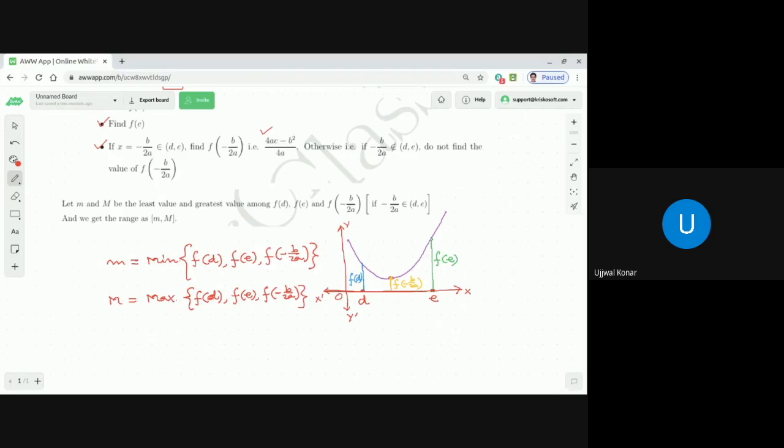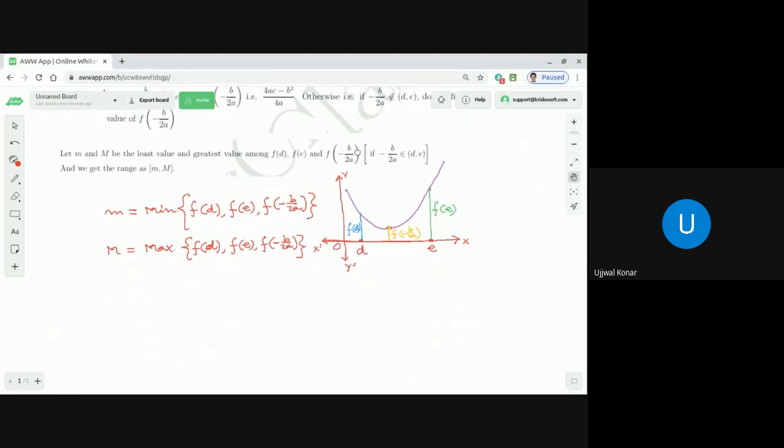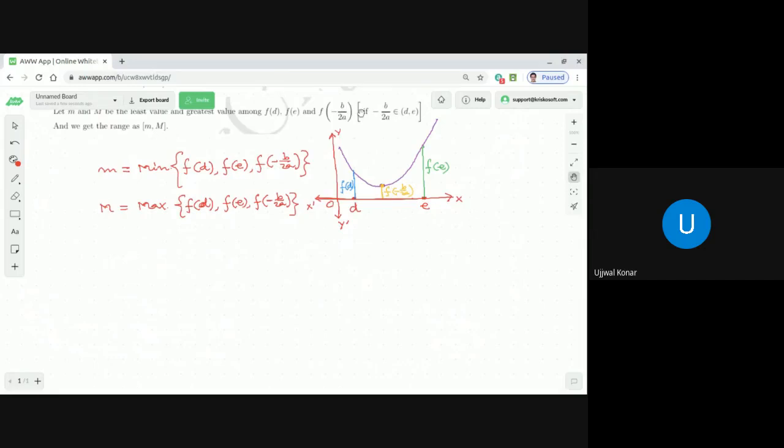Under what condition, dear students? Under the condition that minus b by 2a is in between d and e. But it is also possible that minus b by 2a is not in between d and e. Let us see by means of a visual representation. Then it will be amply clear at our end.